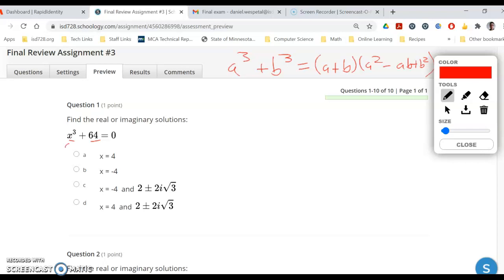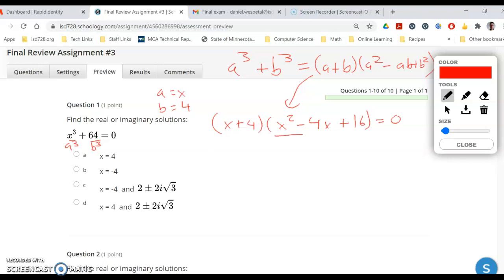So basically, this is a cubed and b cubed. So you just got to do the cube roots to figure out that a is just x and b is just 4, the cube root of 64. Okay, so now I'm going to use this pattern with a and b. So I'm going to do x plus 4, and then a squared is just x squared. A times b is 4x, and b squared is 16. Okay, and I factored it apart.